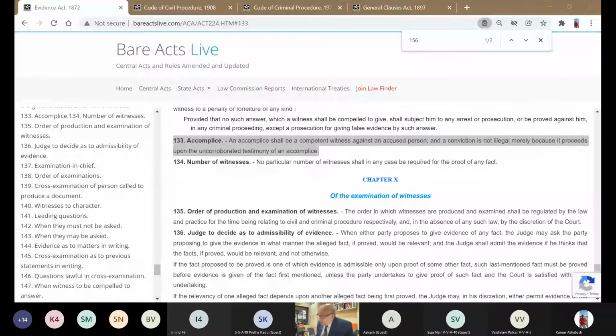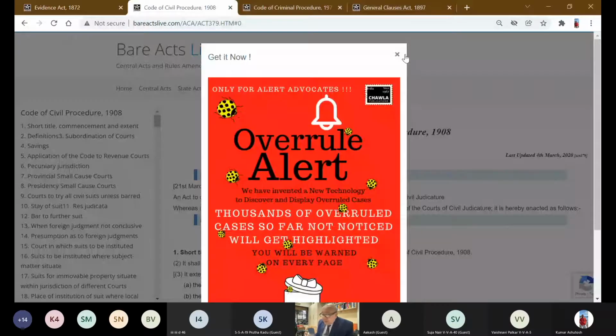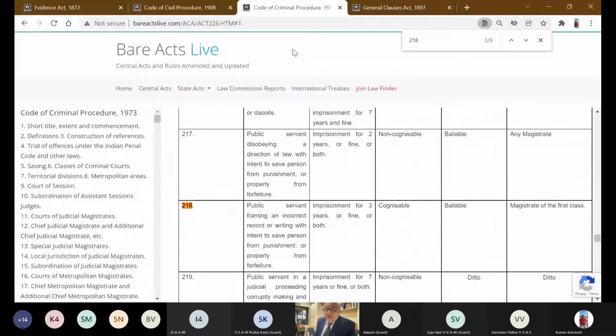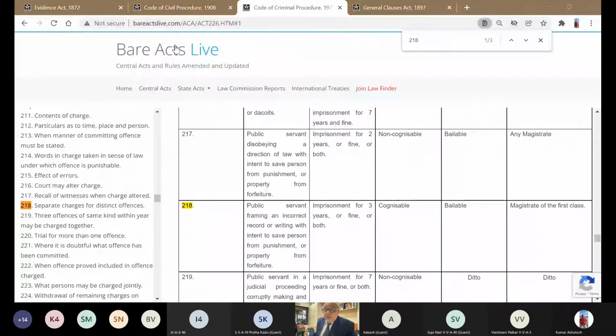Sorry, joint trial is starting from 218, 219, 220, 221. These illustrations you should remember. I'm not reading them out now. When you study the CrPC, a joint trial is contemplated when there are more than two or three people.